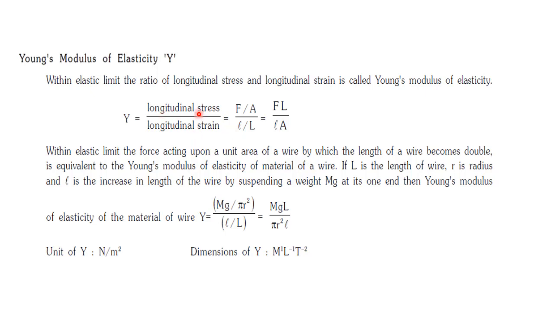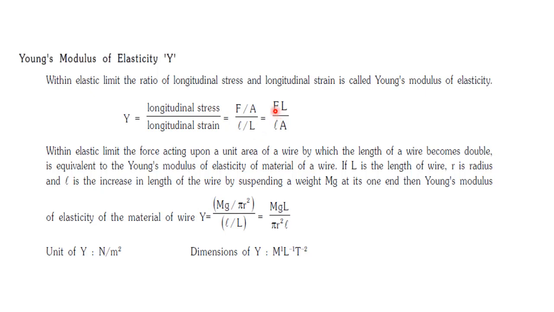Now longitudinal stress: if you have a wire of length capital L and radius r, and because of a deforming force mg, a weight hanging on this wire, the force F is equal to mg. Then we can say that force per unit area, that is mg by pi r square, is divided by the change in length by original length. The change in length, or increase in length, is small l divided by the original length capital L.